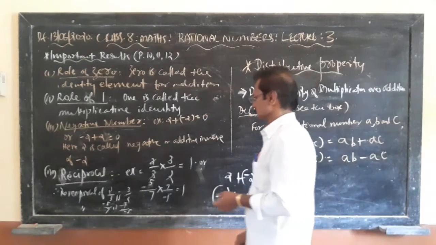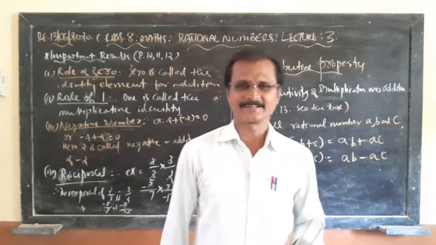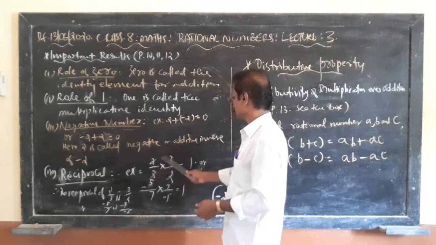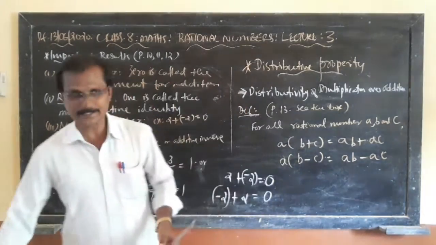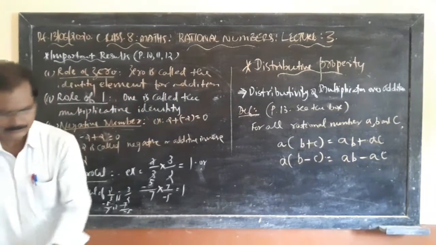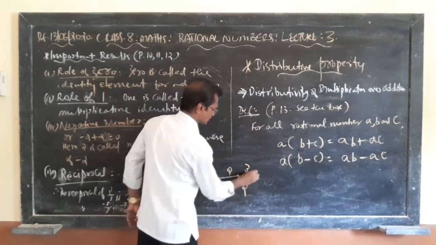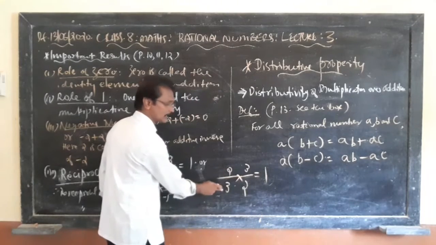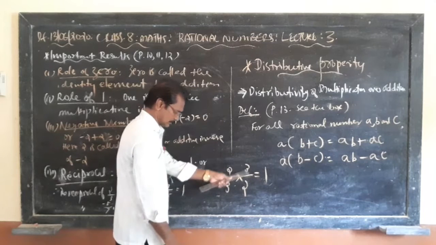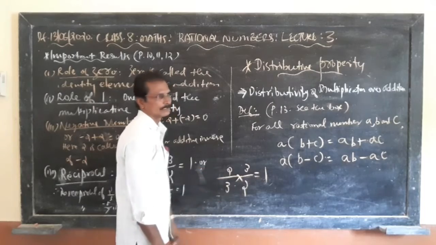Now the last one is reciprocal. Here also I have written an example. 2 upon 3 into 3 upon 2 equal to 1. 2 upon 3 multiplied with 3 upon 2. Here in the second case, the denominator becomes the numerator and the numerator becomes the denominator.